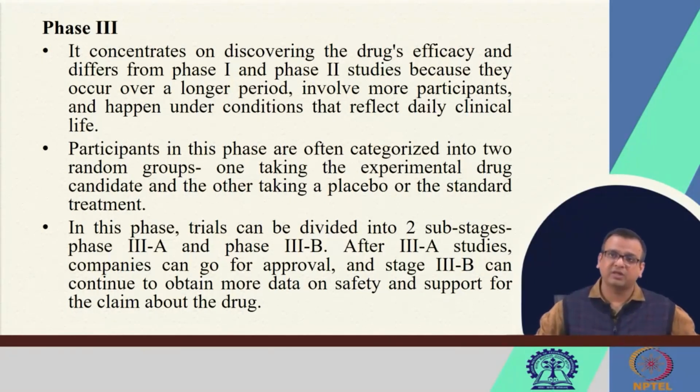So, one can be the experimental drug or a new treatment, second can be the standard treatment versus placebo or comparative. In this phase the trials can be divided into two sub-stages, phase 3A and phase 3B. After 3A studies, companies can go for approval, and phase 3B can continue to obtain more data on safety and support for the claim about the drug.